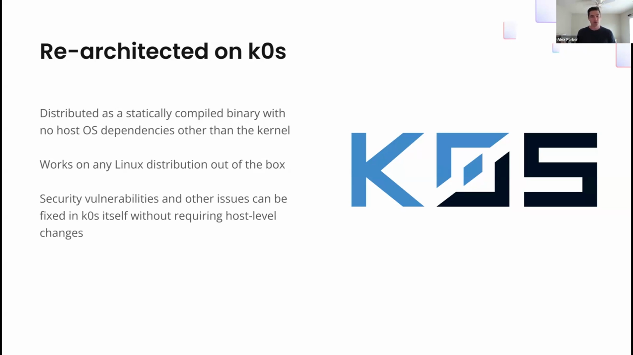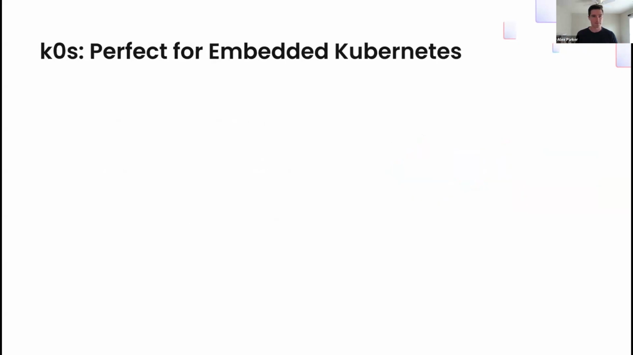And then for security vulnerabilities and other issues, a lot of these things can be fixed in K0s itself. We don't have to ship a host package or make a host level change, because everything that K0s needs, for the most part, is shipped as part of it. So it can update those things automatically as part of its update. Really, K0s ended up, for a few reasons, looking like the perfect solution for embedded Kubernetes, and I'll talk about three different reasons why that was the case.